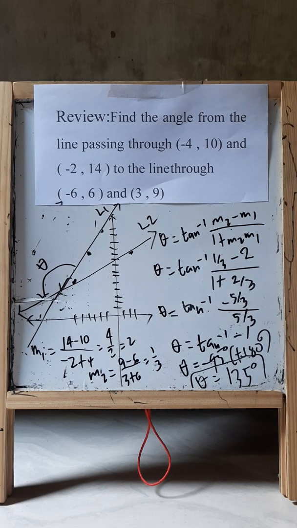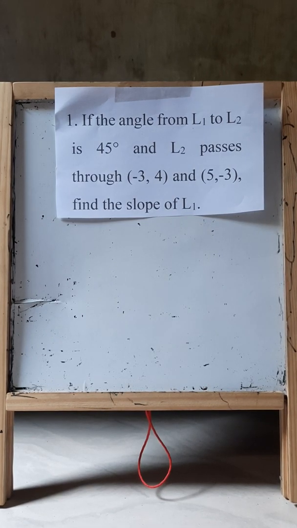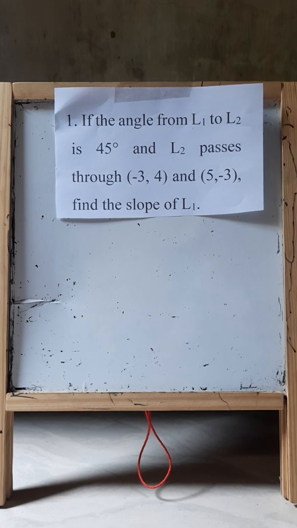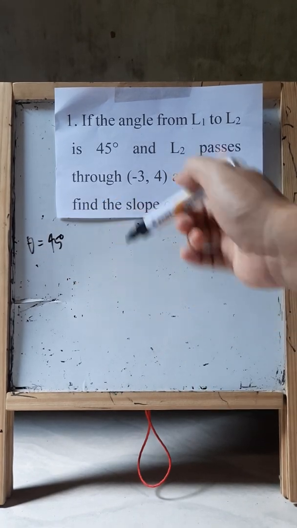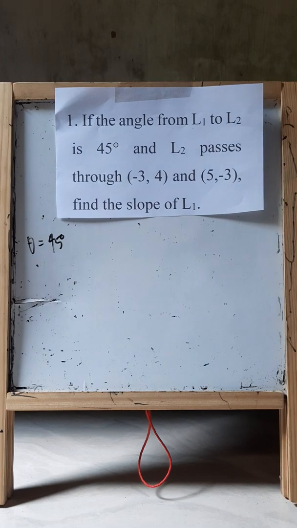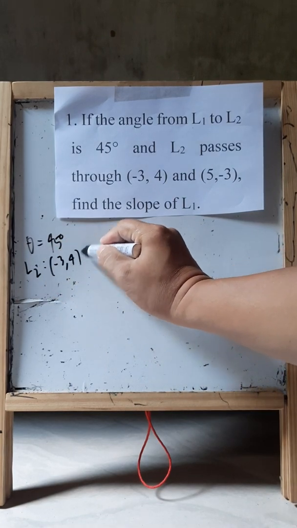Let's start with number 1. We have here problem number 1 on our lesson in analytic geometry, week number 9, angle between two lines, part 2. If the angle from line 1 to line 2 is 45 degrees and line 2 passes through (-3, 4) and (5, -3), find the slope of line 1. Given, the measure of the angle from line 1 to line 2 is 45 degrees, and line 2 has the points (-3, 4) and (5, -3).